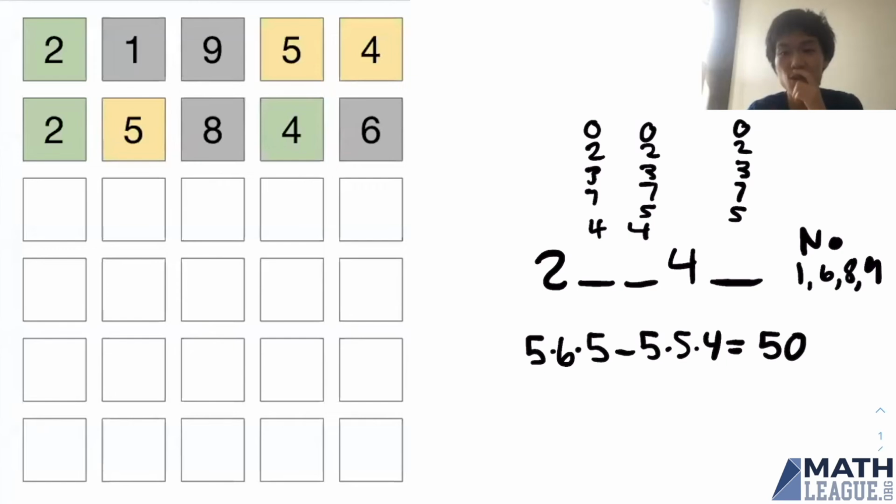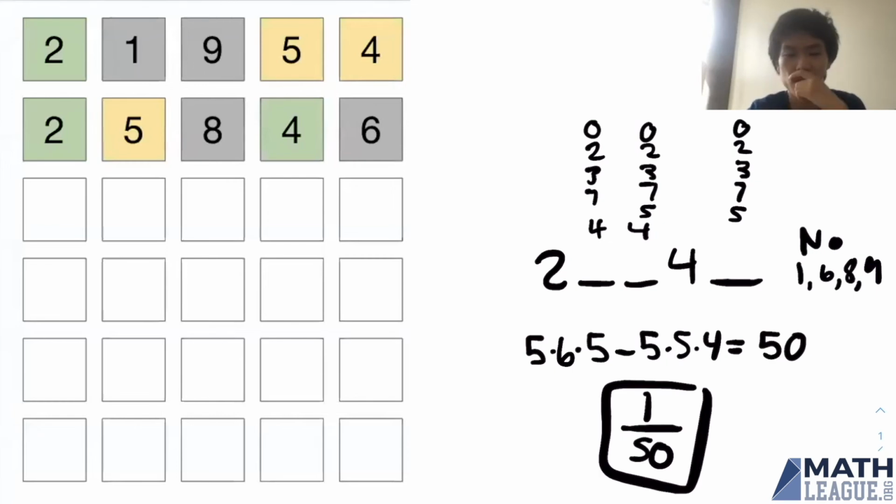Of those 50 numbers, one of them will be right. So the probability is just 1 over 50. And we're done. So now think about, just for fun, what number could that be? Just take a guess.